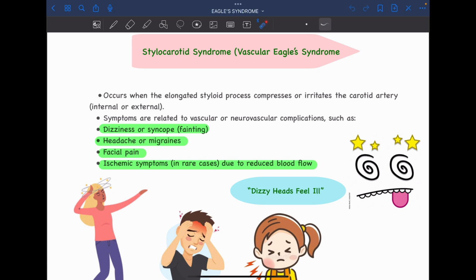So the first symptom would be syncope or presence of any dizziness. Then we have headache, which might mimic migraines. Then facial pain and ischemic symptoms. Now these ischemic symptoms are directly because of compression of the internal carotid itself. As the blood flow to the brain is diminished, therefore there are ischemic symptoms. And also syncope, right? The underlying pathogenesis would be the same, that is compression of the carotid artery will lead to dizziness as well as ischemic symptoms, right?